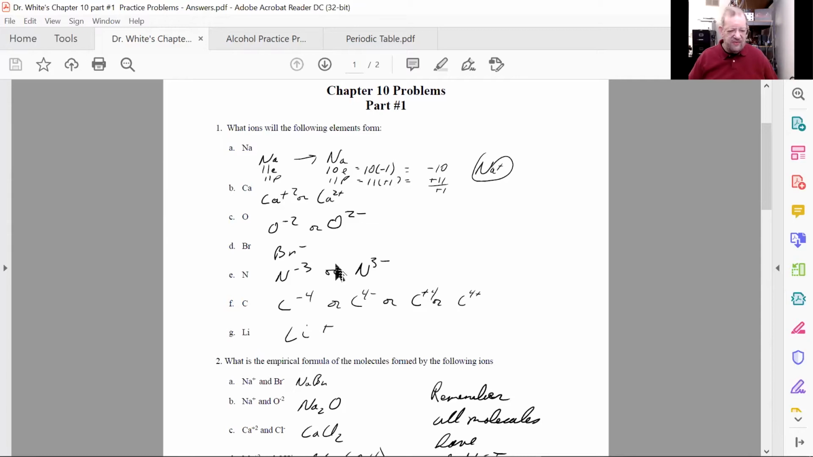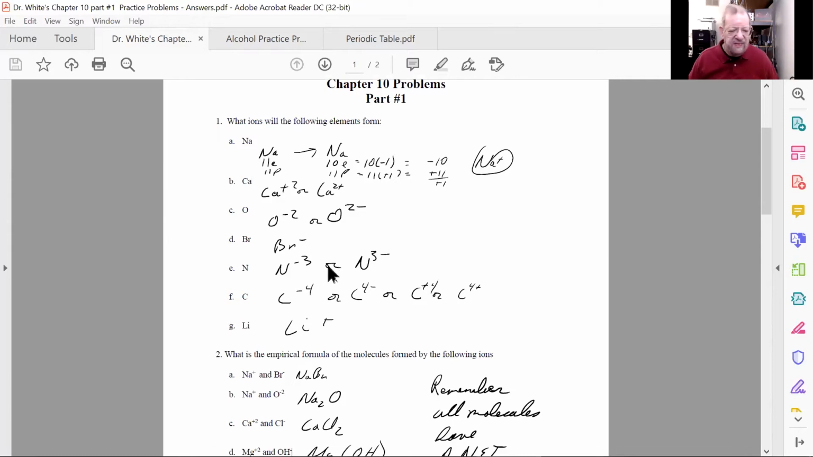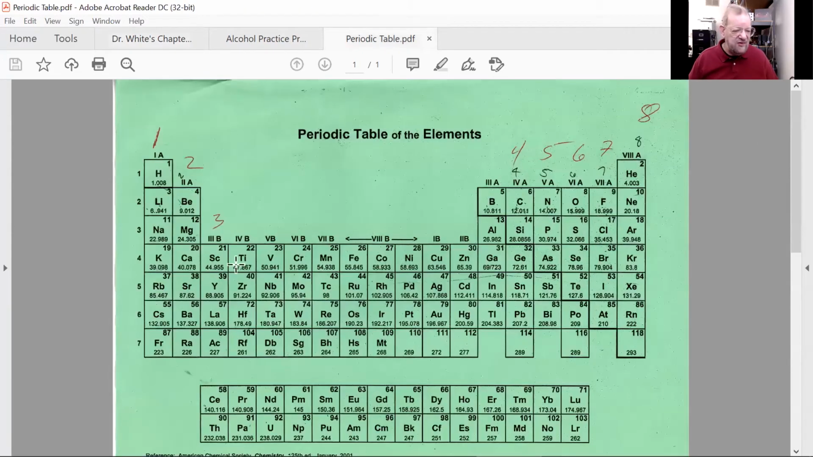Now, I should have taken C out of there because it can go either way. And with that, carbon usually doesn't form ions anyways. So let's do another one, nitrogen. And I'm going to let you, if you haven't done it, figure out what ion nitrogen will form. By the way, it's your turn.